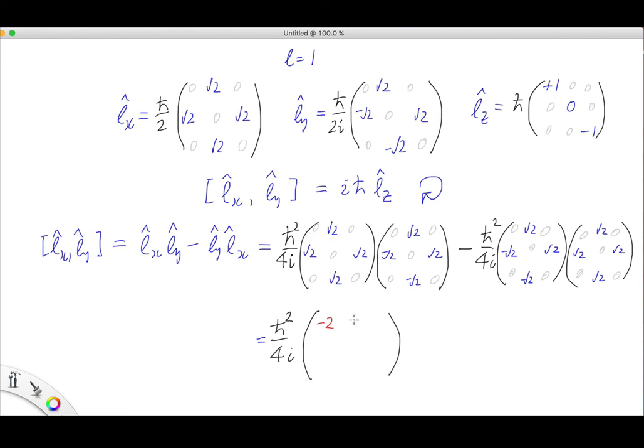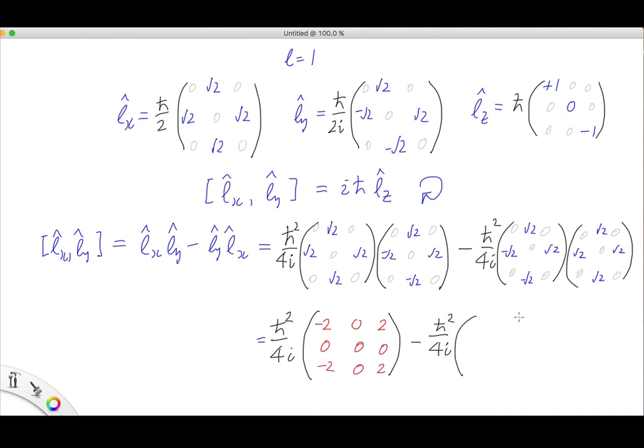Similarly, the next element along is given by the top row of the matrix multiplied by the middle column of the second matrix. And here I have 0 times 0 plus root 2 times 0 is also 0, plus 0 times minus root 2, which is also 0. So I get 0. And if I repeat that process for all combinations of the elements, then I get a matrix which has the following form.